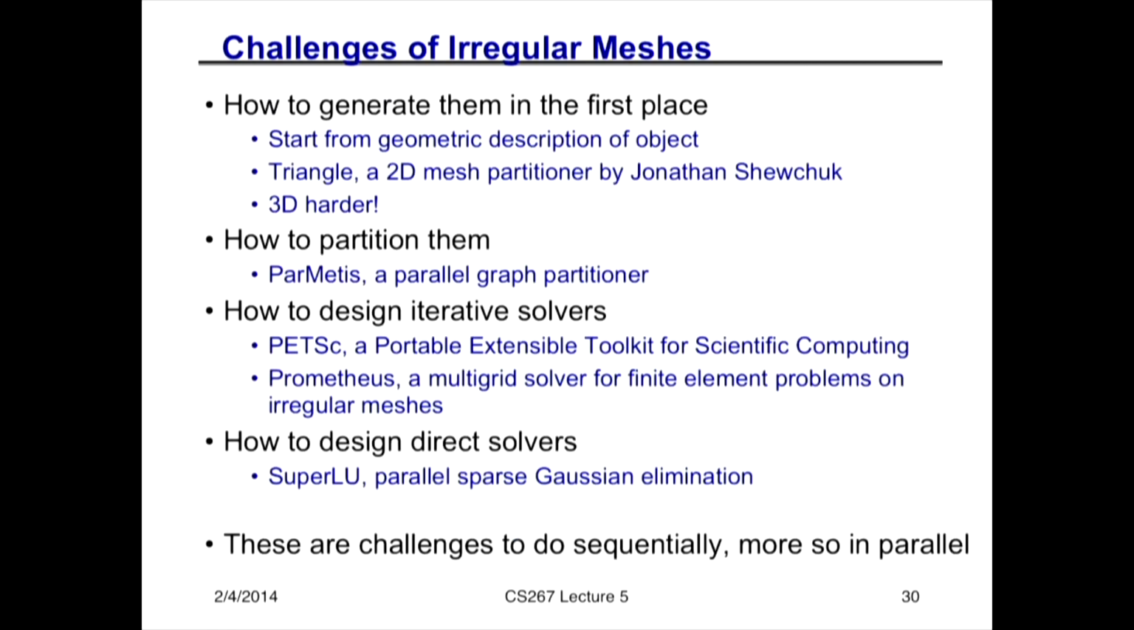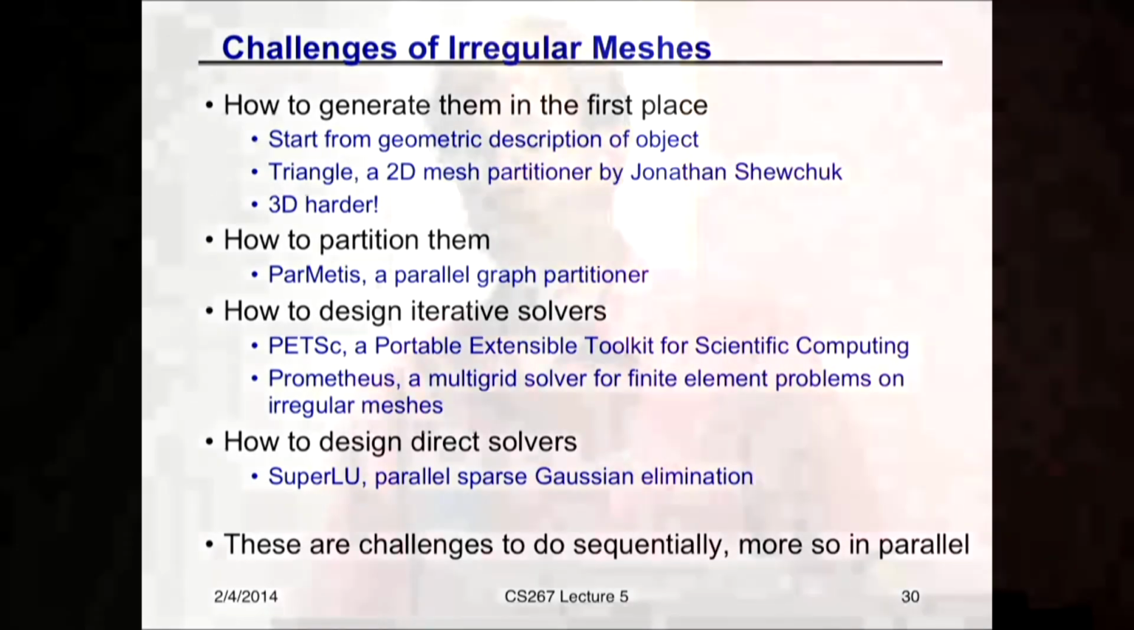And so what are the challenges? How do we generate them in the first place? You start with a geometric description of the object, and there's a bunch of interesting software tools that have already been built that will generate the mesh from your high-level geometric description. You have to partition it. There's a lot of software that's already been written to do the graph partitioning. We will talk about ParMETIS and other systems later in the semester. Then there's building all the iterative solvers. There's a bunch of systems that have already been built to make it easy to express all these algorithms. And anyway, there's just lots more to do, and this is just a tour that's motivating much of the rest of the semester. Okay, I'll stop here.